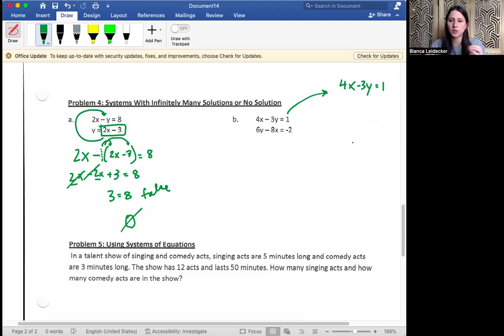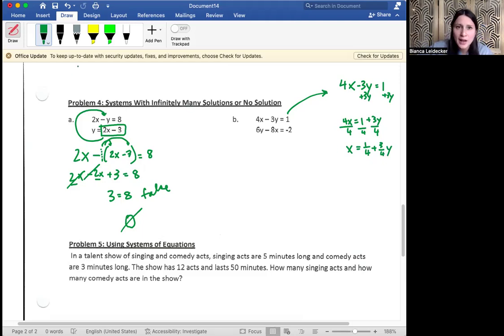Like if you wanted to set up your equation solving for x and then plug the x value in place of the other equation, you could do that as well. So I'm going to show you what that would look like. I'm going to add 3y on both sides so that the goal is to solve for x, right? So it's 4x equals 1 plus 3y. Then I'm going to divide everything by 4. And what I have left is x equals 1/4 plus 3/4 y. Okay, not a pretty number.